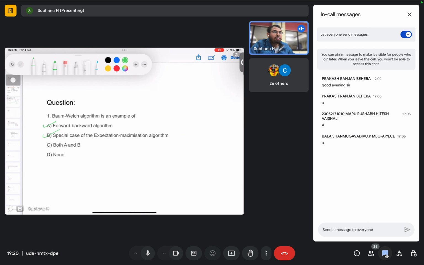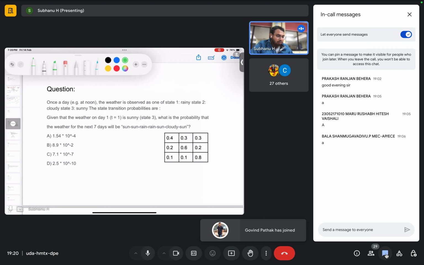So I have tried to give you some sense of this Baum-Welch algorithm. Later we will find another question, and at that time we'll see how we can solve some problems using this algorithm. Okay, so can you please try this question and tell me what should be the answer?